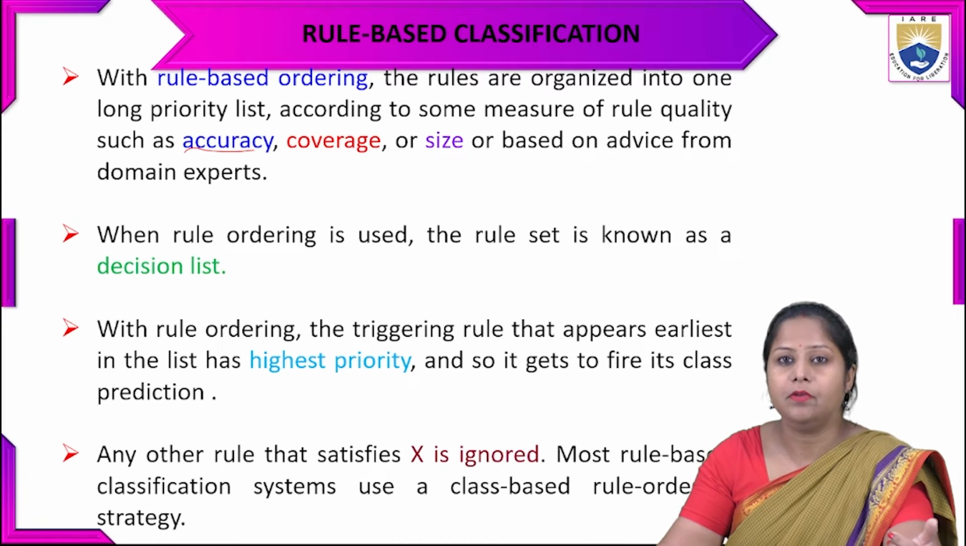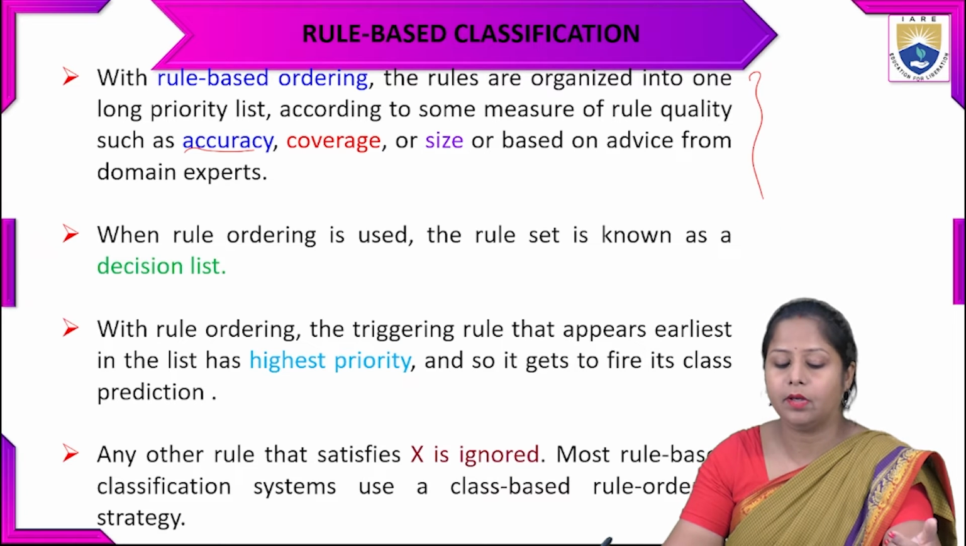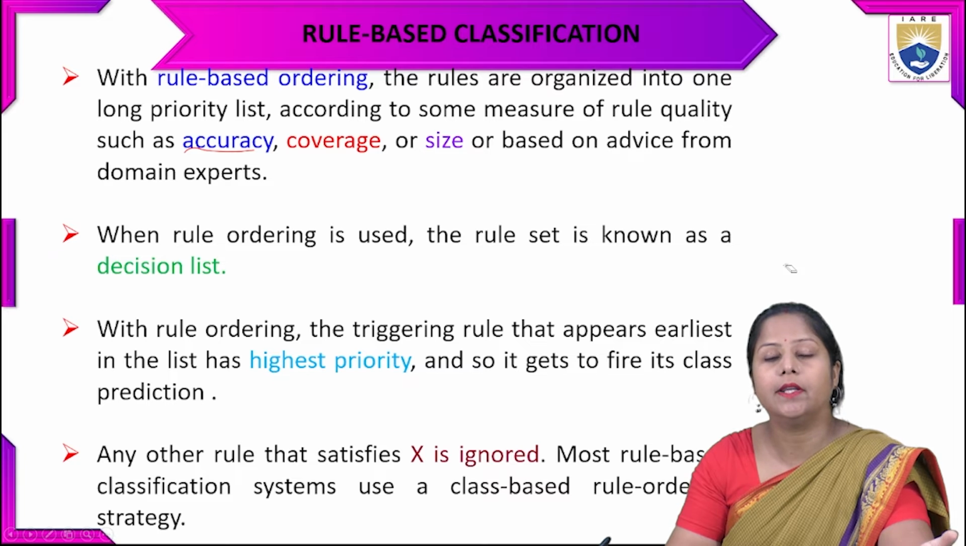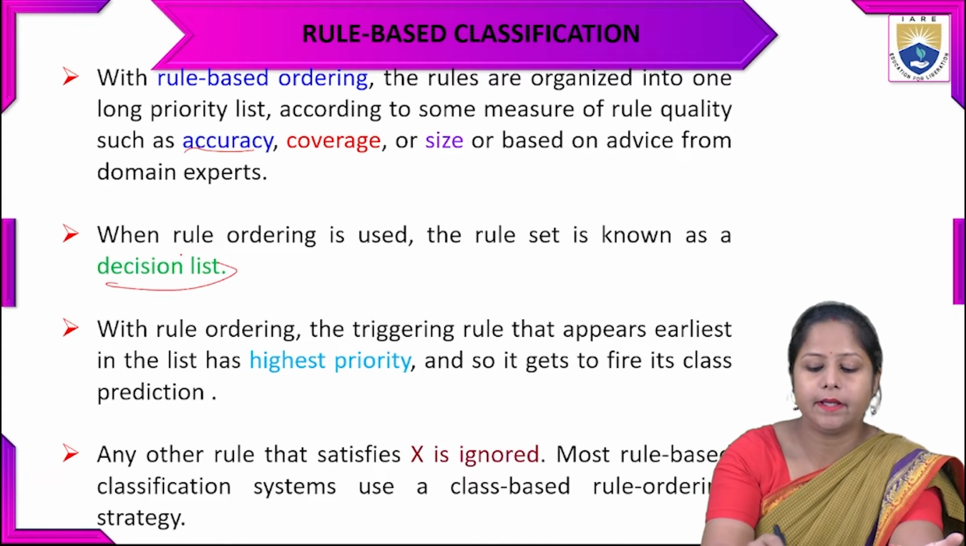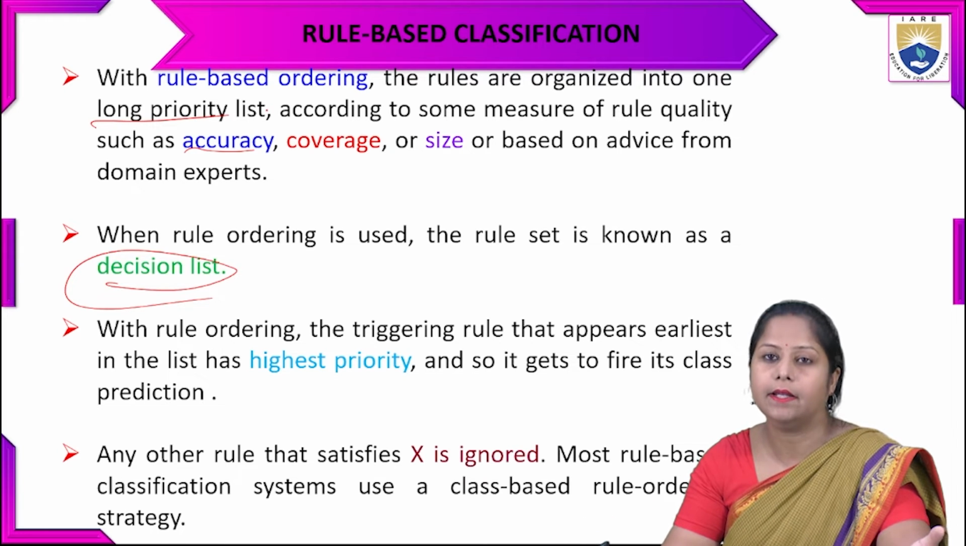In that way we order the rules. When rule ordering is used, the rule set is known as a decision list. So that long priority list is called a decision list.